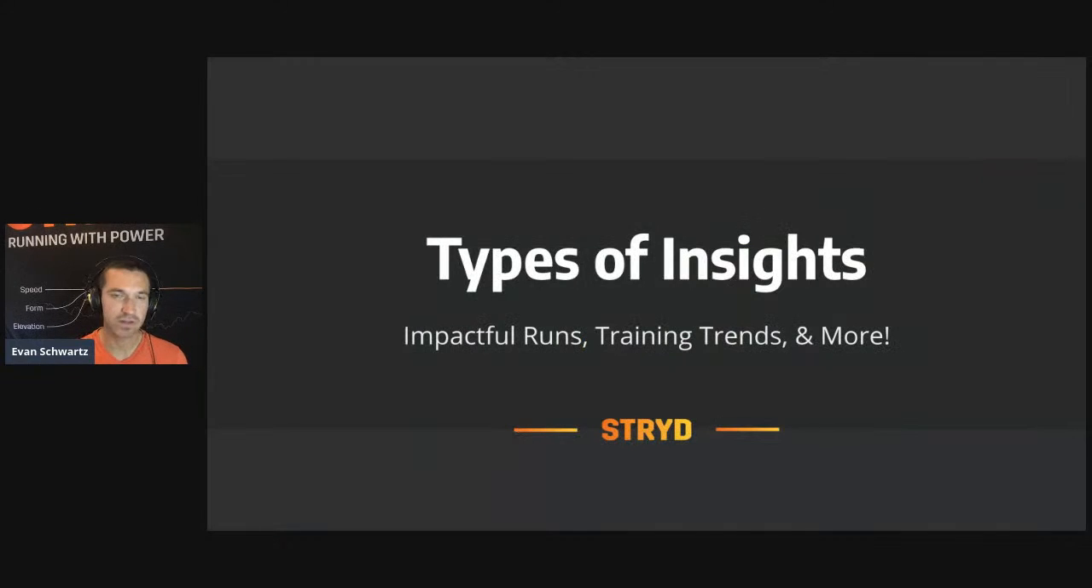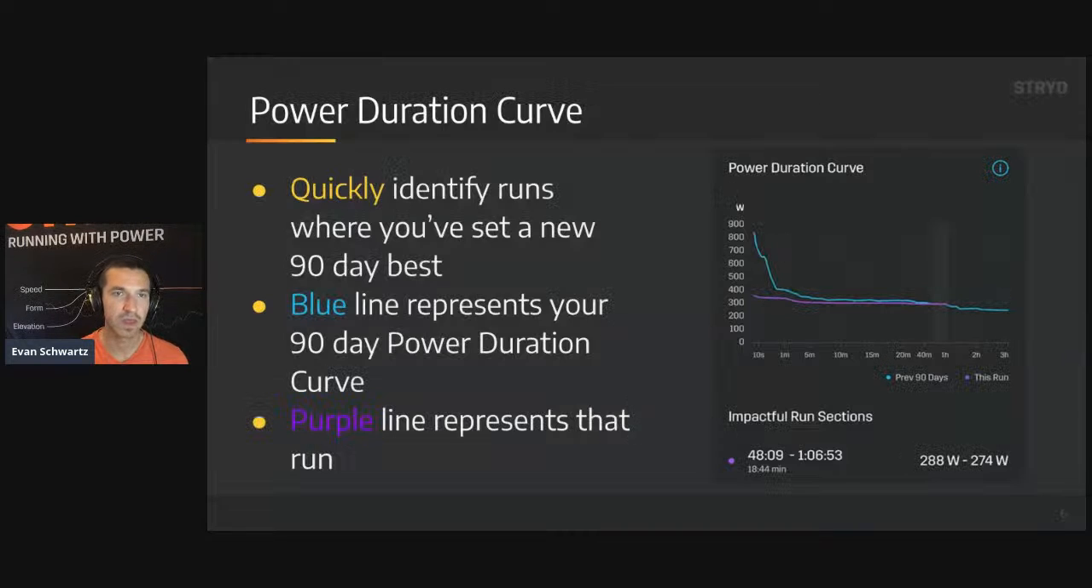Types of insights. Now we're going to talk about the specific different types of insights that are in this latest release. The first being the power duration curve. All of these insights are going to appear on individual, what we call cards. So this section here on the right side of the screen that shows the power duration curve, impactful run sections. This is going to be the first card we talk about.